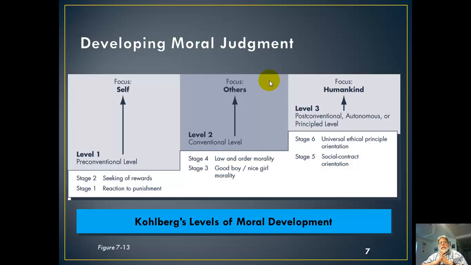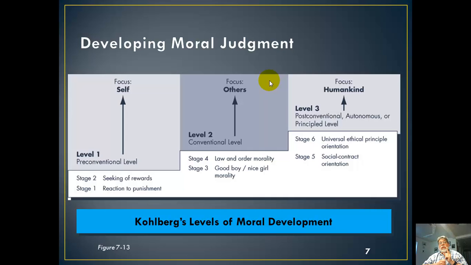Now here's another slide that I'd like for you to really digest and hold on to. This is Kohlberg's levels of moral development. Let's take a look at level 1, the pre-conventional level. The focus is on me. It is about selfishness. We have stage 1 where we react to punishment. No, please don't hurt me, or oh, that hurts, things like that. We stay away from negative stimuli. And stage 2 is that we seek rewards. That's level 1, the pre-conventional level.